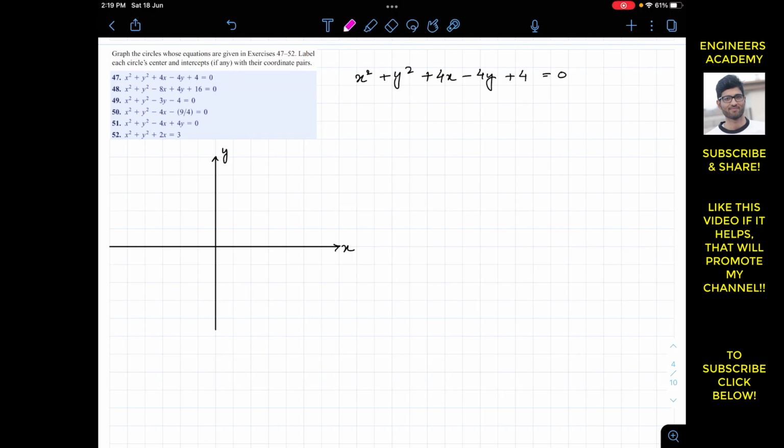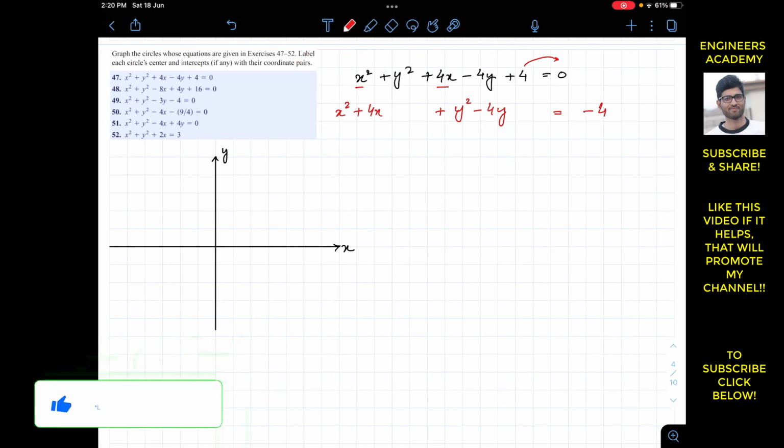So now let's convert the equations 47 to 52 given in this exercise, and we need to plot all those circles. We are given the equation x square plus y square plus 4x minus 4y plus 4. To convert it into standard form, we write the x terms first, that is x square plus 4x, then the y terms, y square minus 4y, and bring the constant to the other side, so we have minus 4.